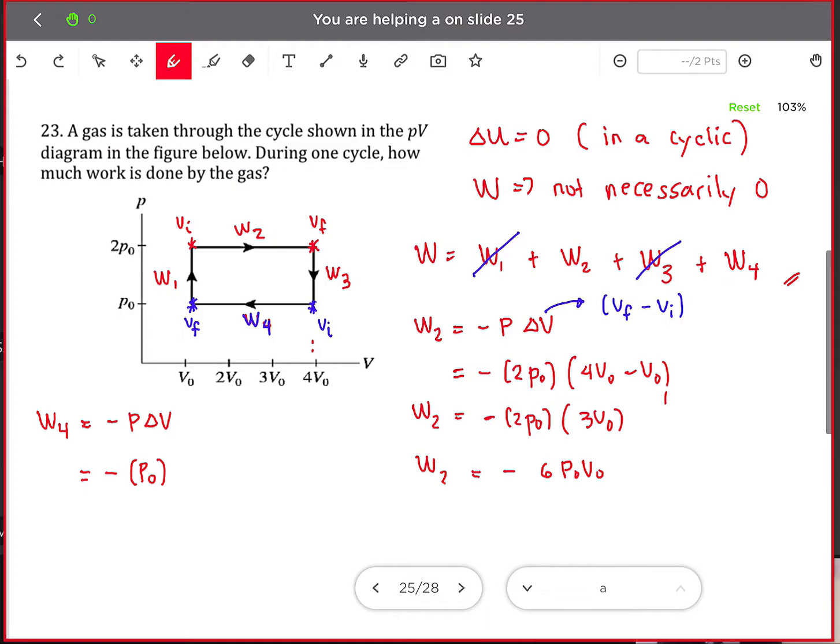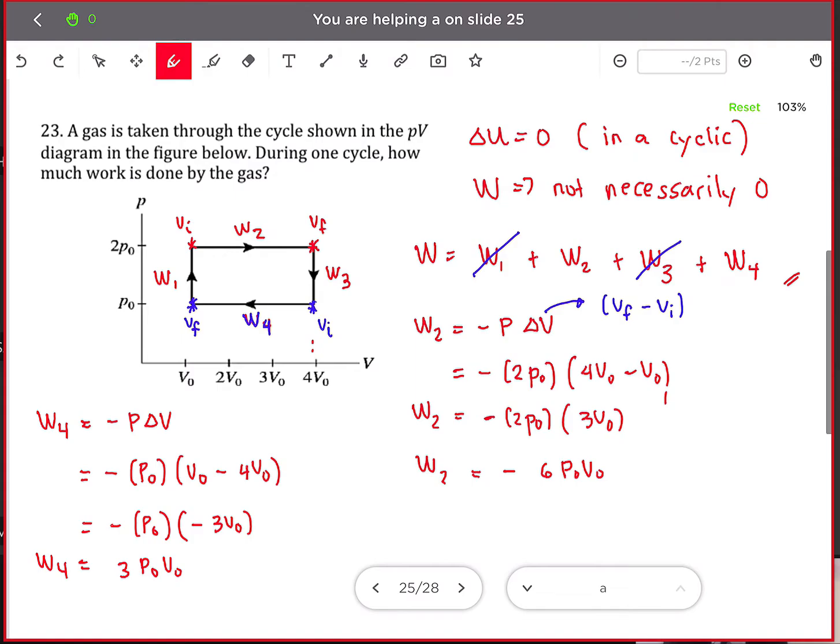Delta V would be equal to VO minus 4VO. Very good. Since our final volume is VO and our initial volume is 4VO, we will have VO minus 4VO, and this would give us negative P. VO minus 4VO is going to be equal to negative 3VO, and this gives work 4 equal to positive 3 PO VO.